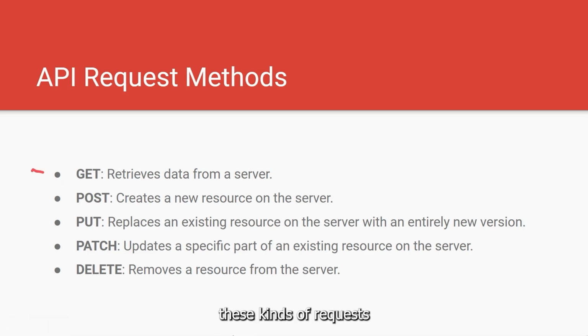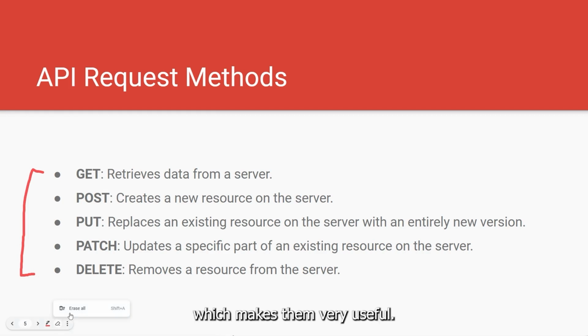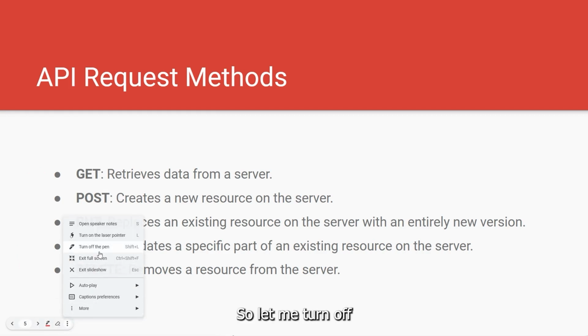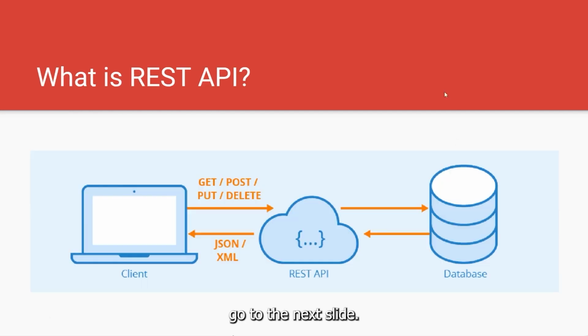So these kinds of requests are done over a server. So they're not done directly on the database, which makes them very useful. All right, so let me turn off my pen here and let's go to the next slide. So now we are going to discuss what REST API is. So REST API is pretty much using the contents or the rules of an API, except what it does is it's going to send out a JSON or an XML from that API. For example, we say the client here will create a request, say a request.